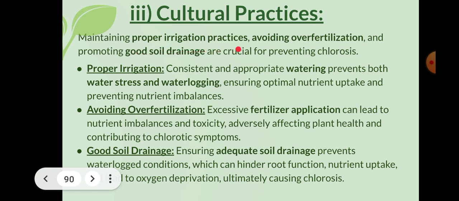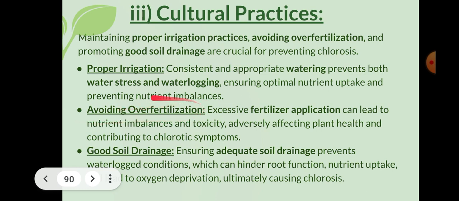Maintaining proper irrigation and avoiding over-fertilization, as well as promoting good soil drainage, is very important for the prevention of chlorosis. The first important cultural practice is proper irrigation. Consistent and appropriate watering prevents both water stress and waterlogging, ensuring optimal nutrient uptake and also preventing nutrient imbalances.